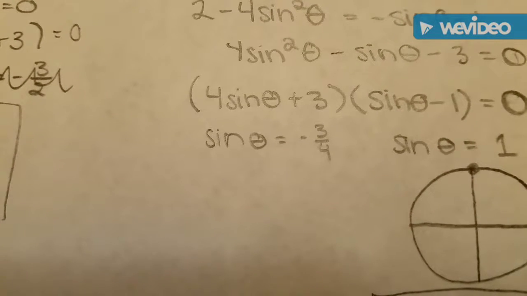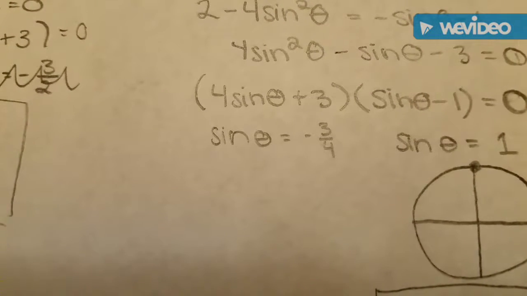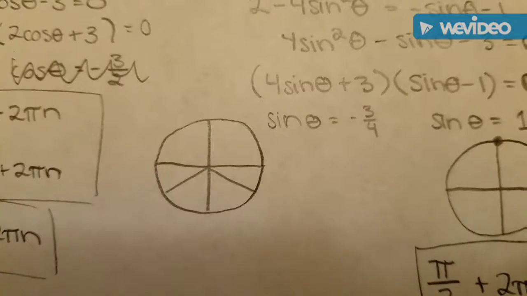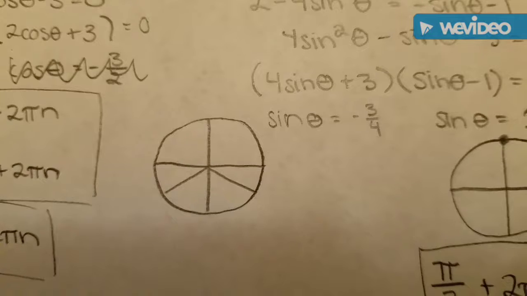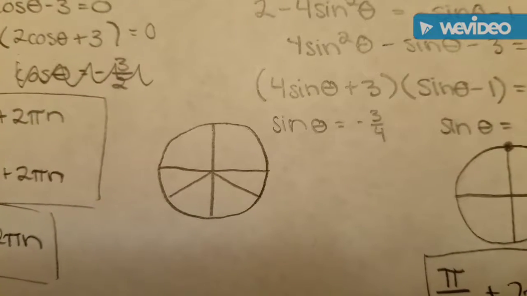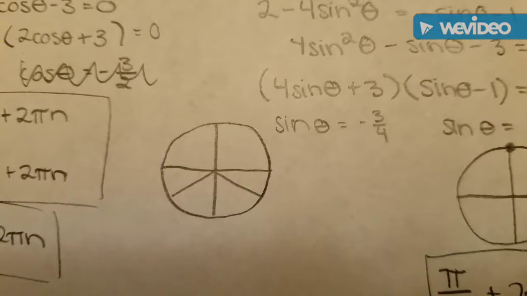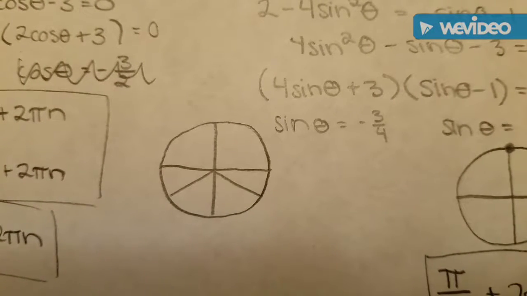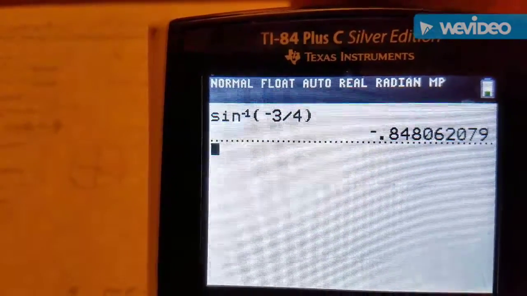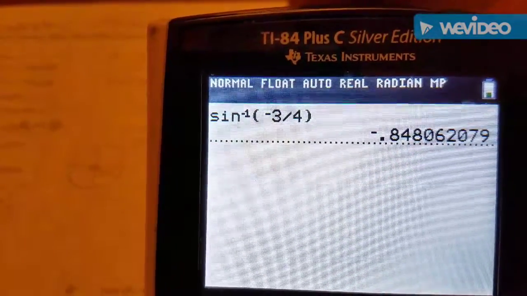So now let's look at sine theta equals negative 3/4. Again, we're going to draw a unit circle for reference. So sine is negative in quadrants 3 and 4. And now we're going to plug the inverse sine of negative 3/4 into our calculator. So when we plug that in, we end up getting negative 0.848.